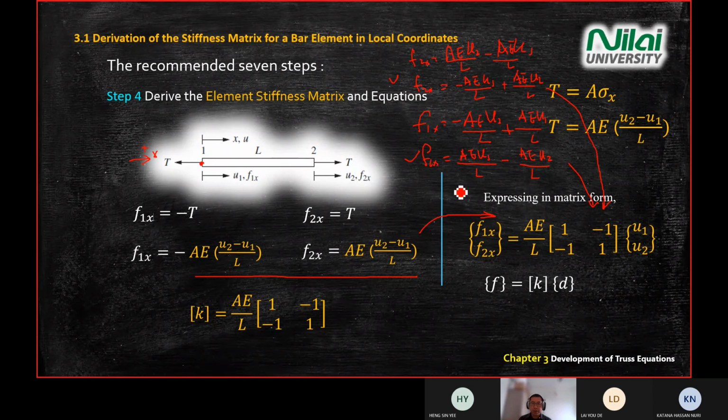Okay, so how do you write matrix form? F1x equals AE over L times U1 plus negative AE over L times U2. So you transform these two equations into a matrix form. Then from here, if you make a direct comparison with F equals KD, this is our K. So you can write our stiffness matrix K equals AE divided by L times [1, -1; -1, 1].